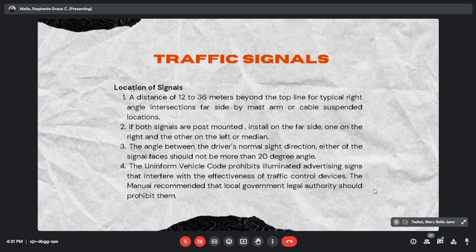The Uniform Vehicle Code prohibits illuminated advertising signs that interfere with the effectiveness of traffic control devices. The manual recommended that local government legal authority should prohibit them. My understanding is that illuminated advertising can disrupt drivers and distract them from seeing the sign, so it should be prohibited. So next please.